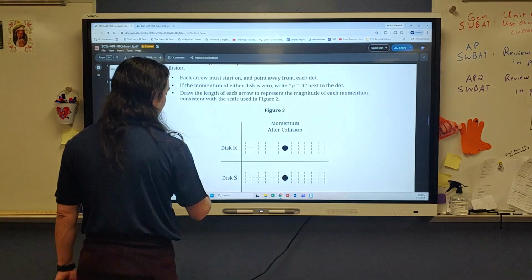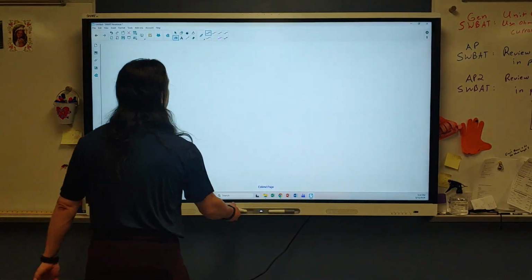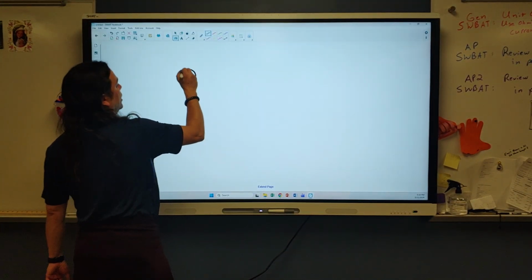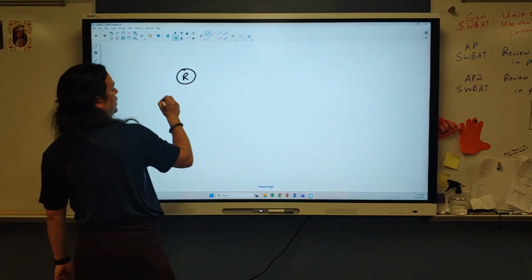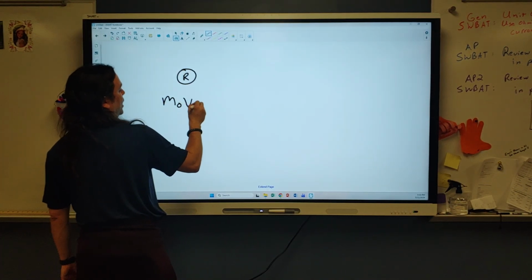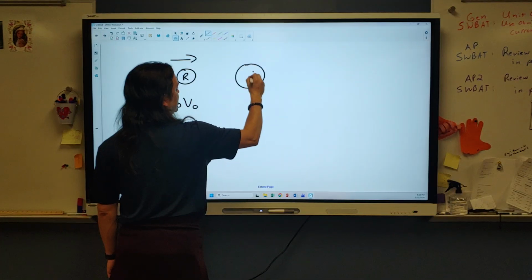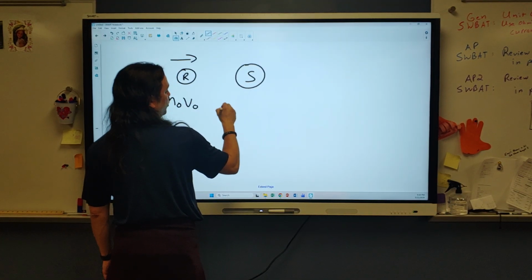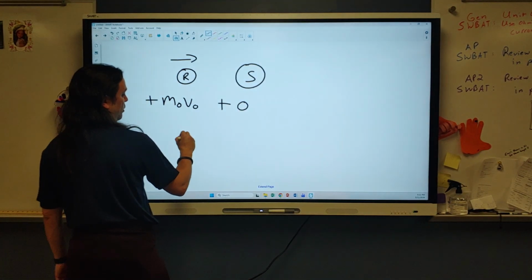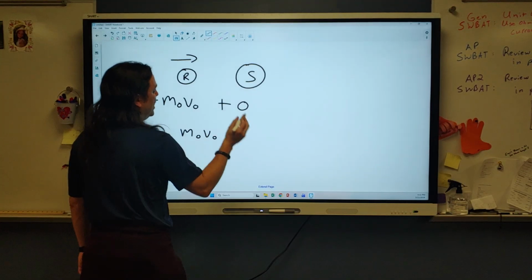Okay, so on this, here's where my immediate thought is this. I've got R coming in like this with an initial momentum of m naught v naught, positive because it is moving to the right. We've got disk S, which has 0, so plus 0. My total initial momentum is m naught v naught.